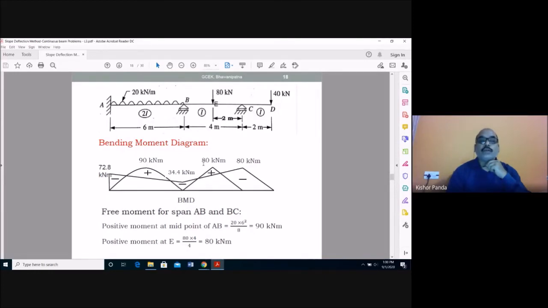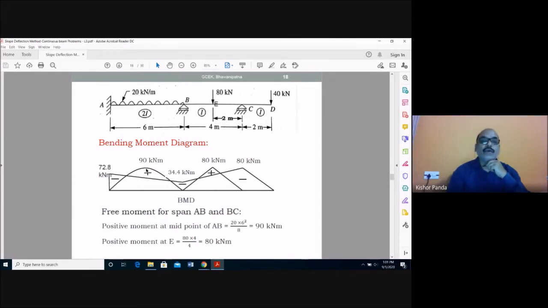Similarly, for the point load, the free bending moment is WL by 4, so this is 80 kilonewton meter. This is the positive free bending moment diagram and this is the negative due to the support moment diagram. After superposing these two bending moment diagrams, you will get the final bending moment diagram. Here this is the negative portion, this is positive, this is negative, this is positive and this is negative. So this is your final bending moment diagram.